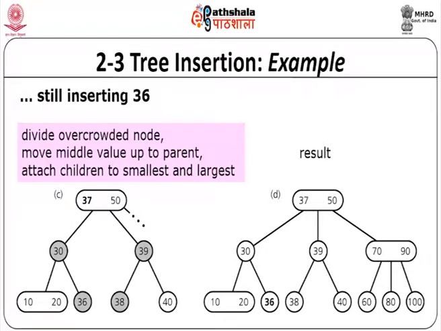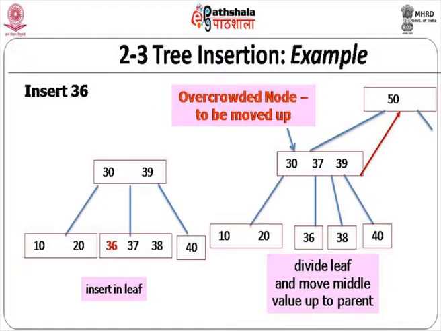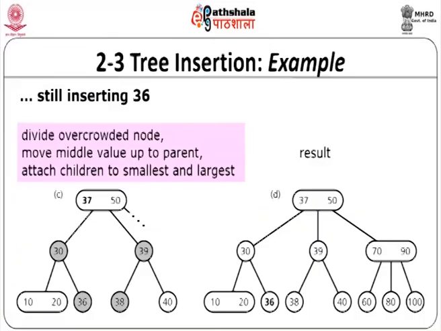So, now what happens? Please note here, you have 30, 37, 39. You split it as 30 on one side, 39 on one side, and 37 to the root, as in the 50. Here you have the 36 attached to 30, and 37 moving up there. Now, that has no violation of property, because it already had only one value and 2 children. Now you are making it have 2 values and 3 children, which is fine.